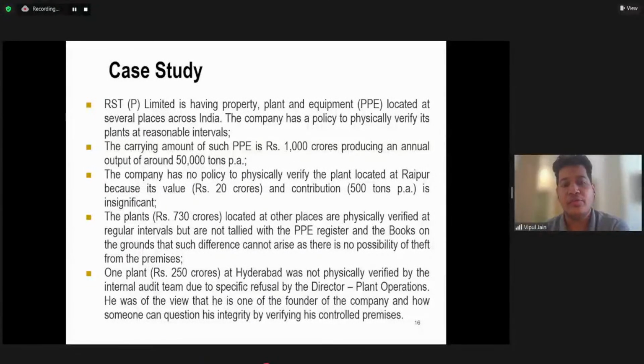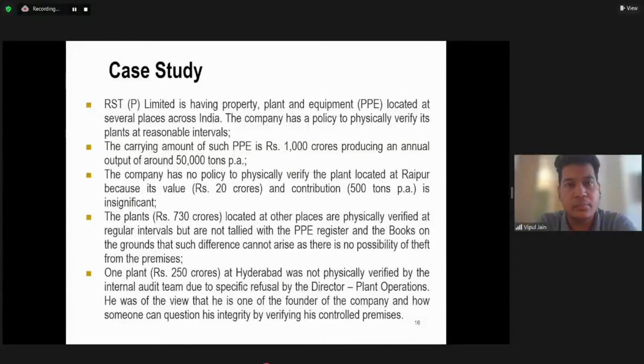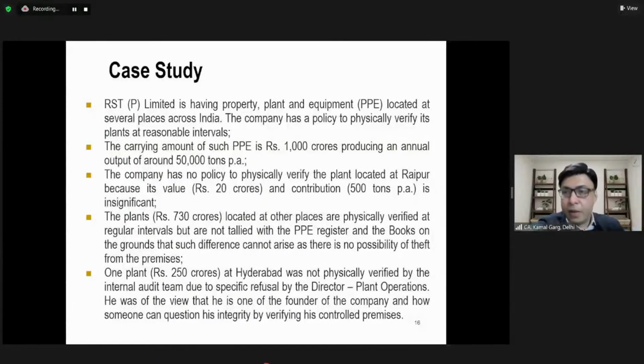So Kamal sir, how and when do you draw a line between inspection approvals and management being a hurdle? That depends upon case to case. For example, if management is having no policy to physically verify, there is no question of hurdle as such. Management is having a policy to verify, but director is denying. It will be considered as a limitation on your scope, because being an auditor, you have the right to access the books of accounts or the records, the premises, etc. So depending upon case to case, things will come up.